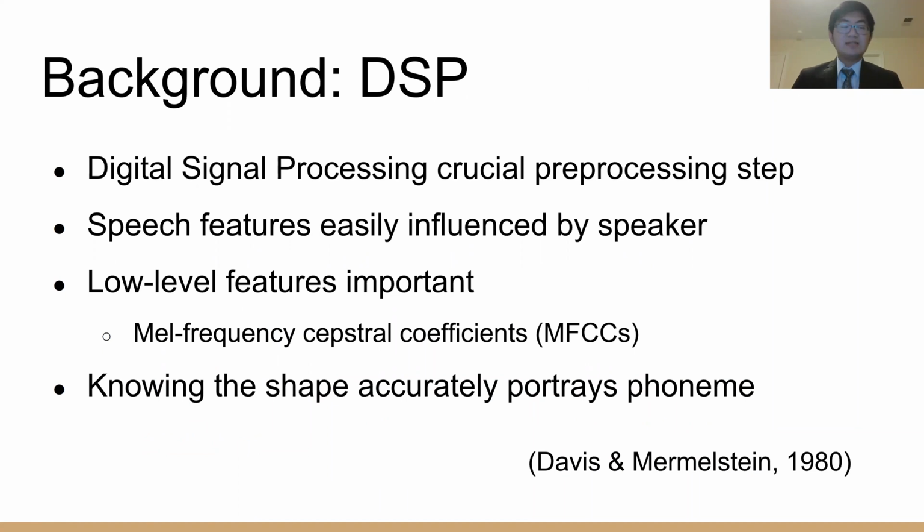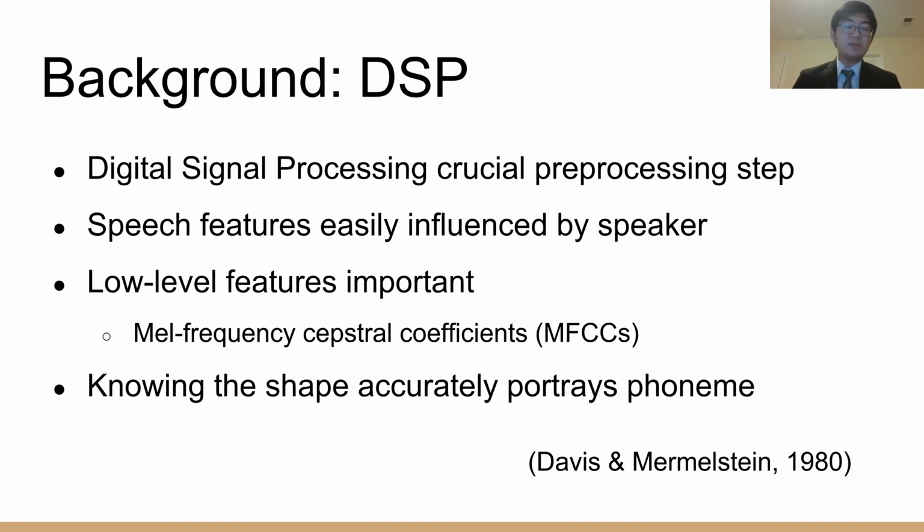The next background is digital signal processing. And digital signal processing, or DSP, is a crucial pre-processing step for deep neural networks. And this is because speech features are easily influenced by the speaker themselves. And so we need to have a strong foundation for speech emotional features to input into the model in the first place. And in particular, low-level features are the most important.